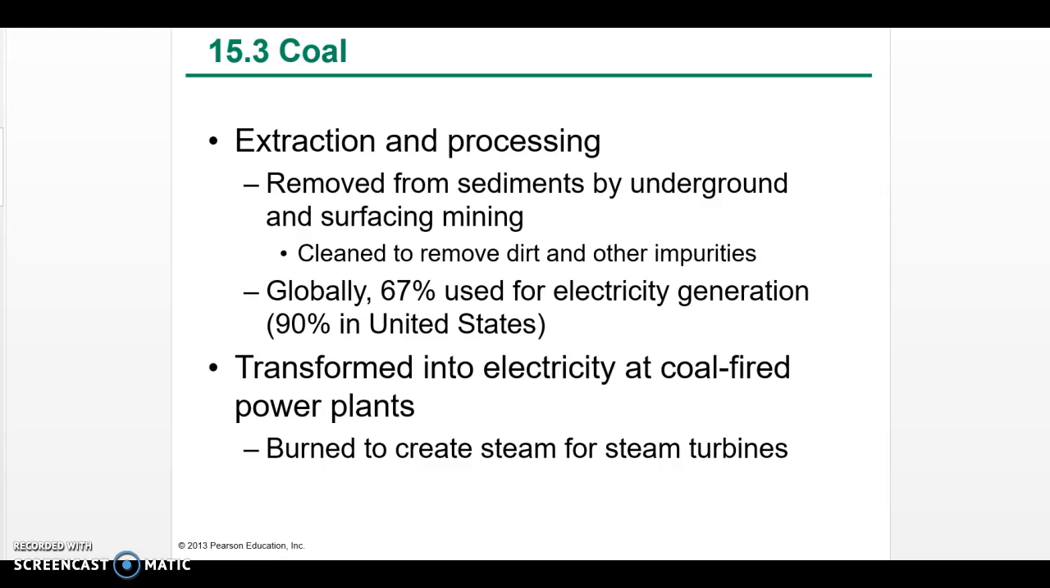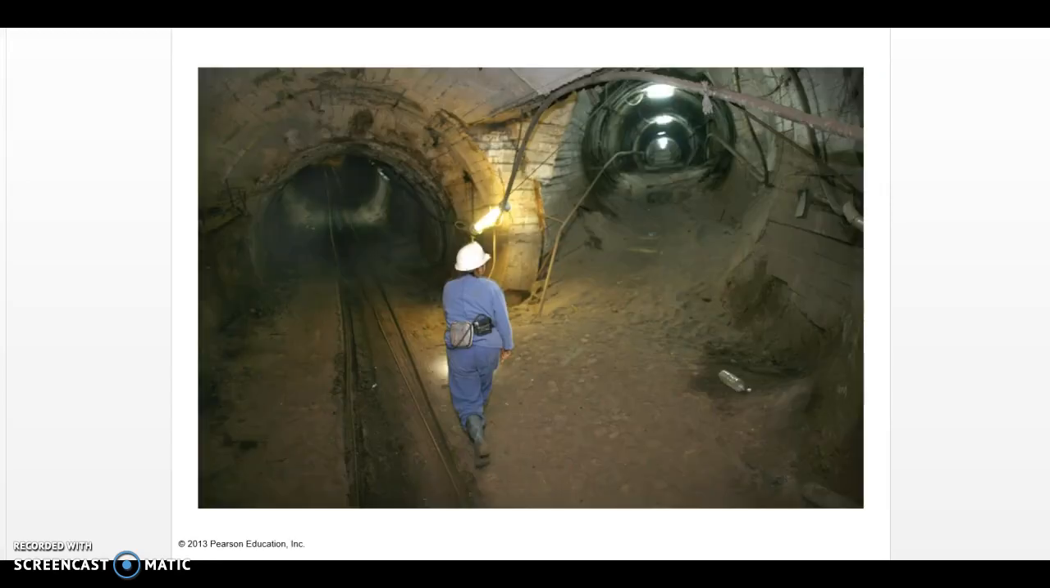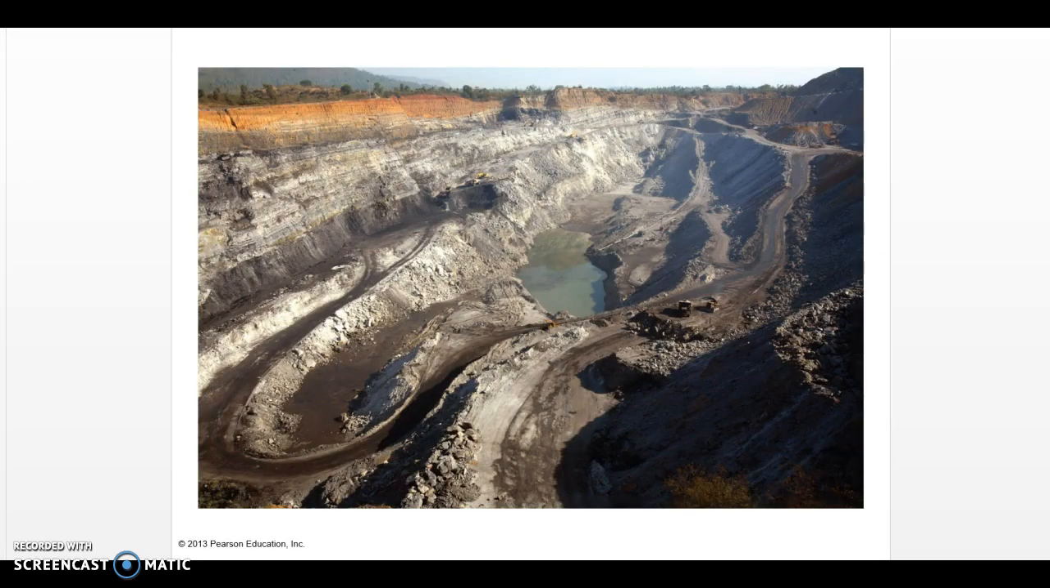Coal-fired power plants use the coal to boil the water, the steam from the water turns a turbine, which creates electricity, and then that's it. So it's a pretty simple process. Here's an example of a coal mine, and here is what looks like surface mining. So this would be an open pit mine where we lop off the top.